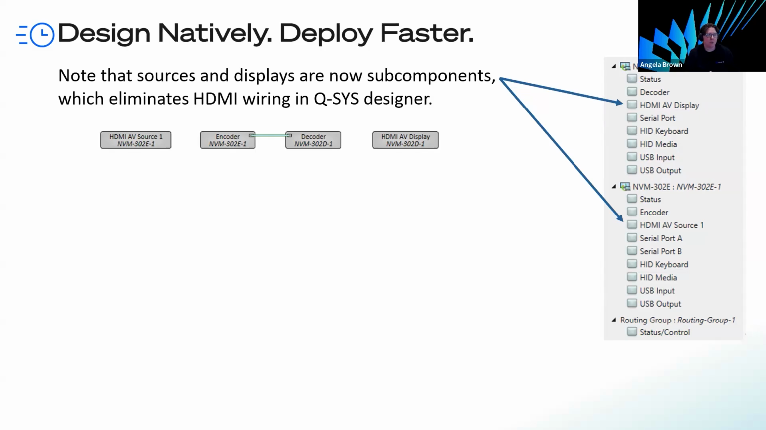We've actually eliminated that. We've actually put the AV display and the AV source inside the components as subcomponents, which means they're already tied to the encoder or the decoder that they're associated with, which means no HDMI wiring. So if you look at what I've shown here in the slide, I have the encoder routed to the decoder directly with no matrixing in between. And I have the source and the display, and this is a functional system. So we've started to get rid of some of the wiring that you have to do in your system to make these things work. I think that's actually pretty exciting.